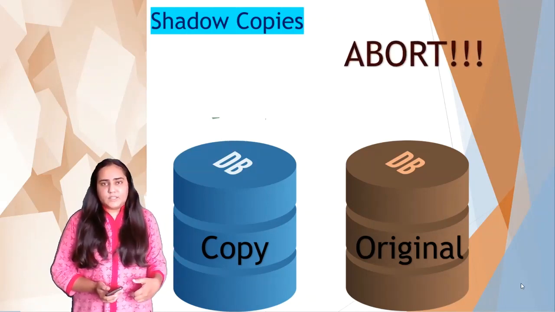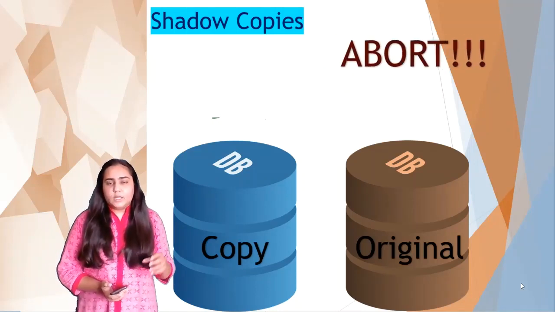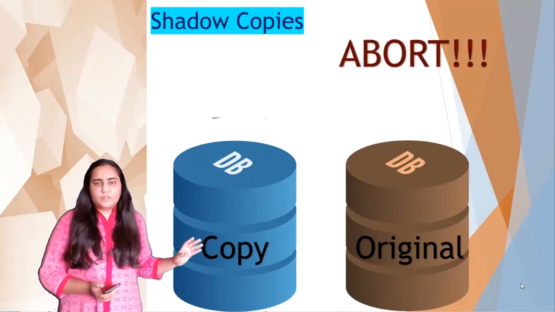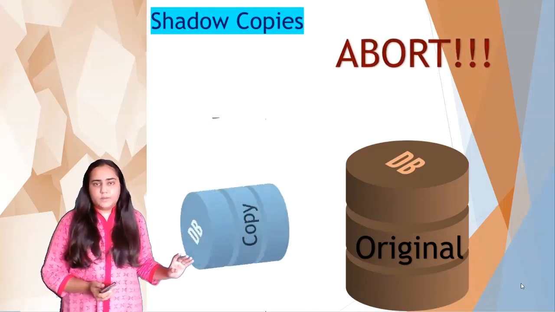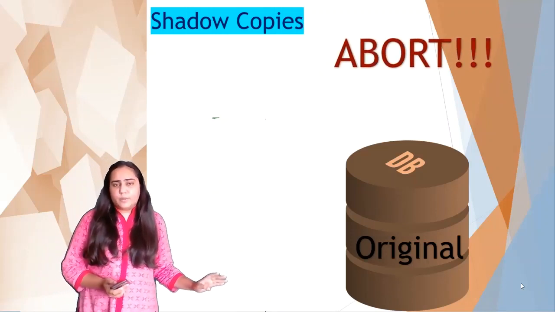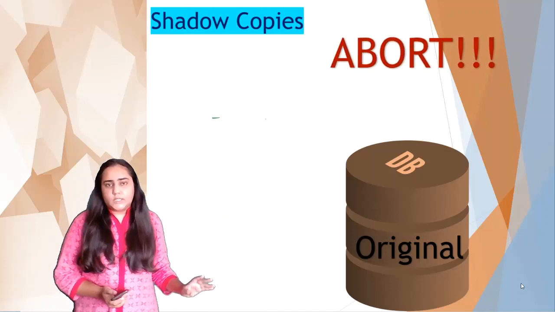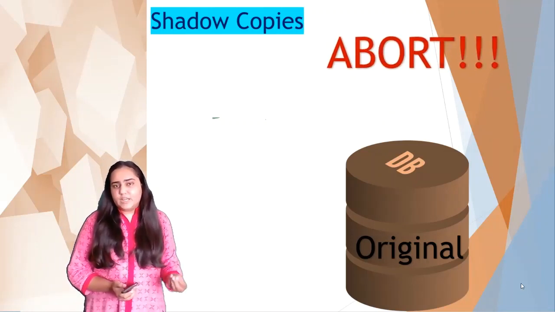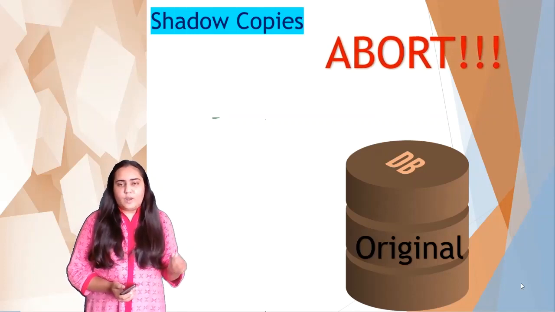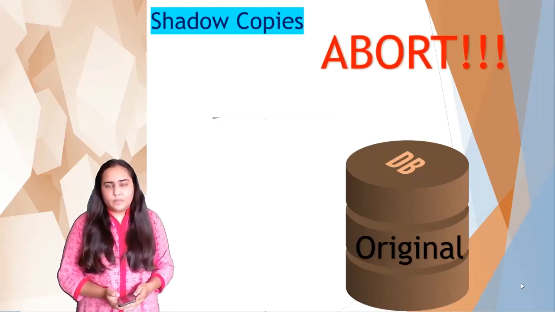Now, suppose a transaction gets aborted due to any kind of failure, then the copy which we created, where all the updates have been done, will simply be discarded, and the original copy which is already present in the secondary memory is considered as the current copy. So you simply have to change the place where the DB pointer points. So the DB pointer can simply now point to the original copy.